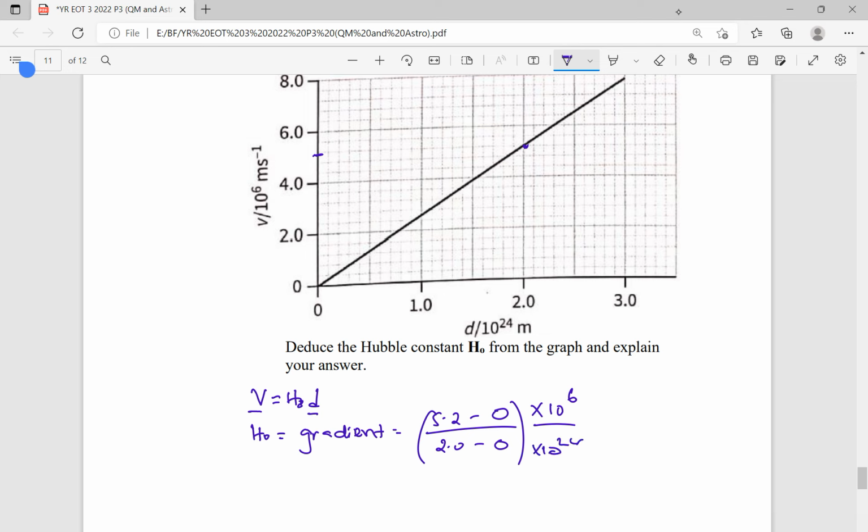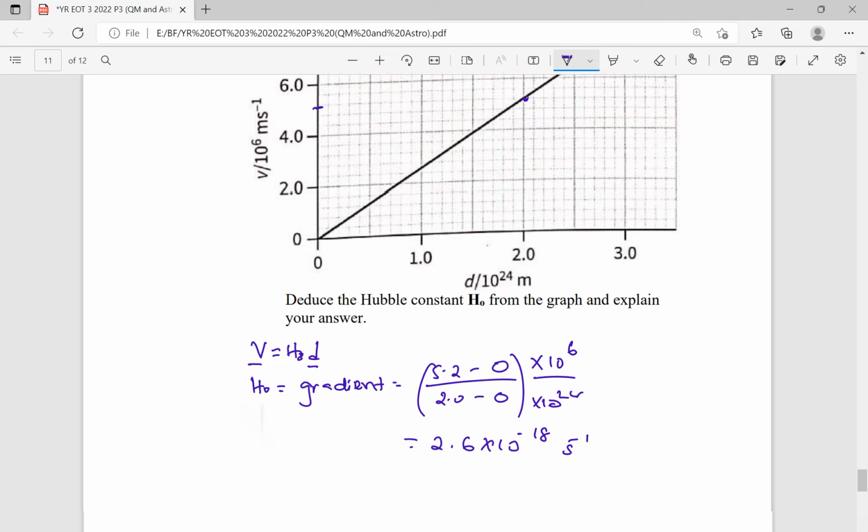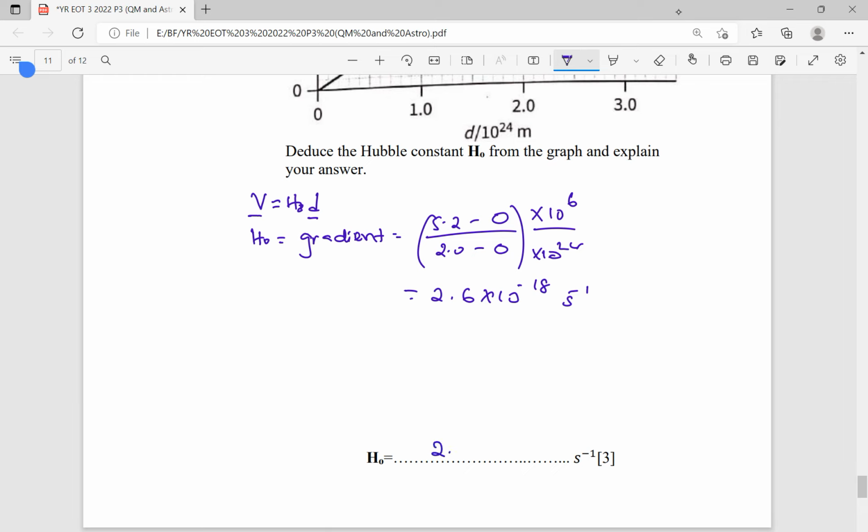So you can press your calculator. 5.2 divided by 2. So this is giving me 2.6 times 10 power negative 18 per second. So it means Hubble's constant is going to be 2.6 times 10 power negative 18 per second. Every calculation of Hubble's constant will give us the power times 10 power negative 18.